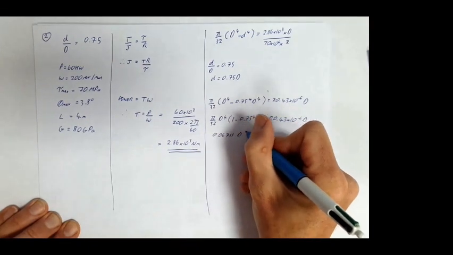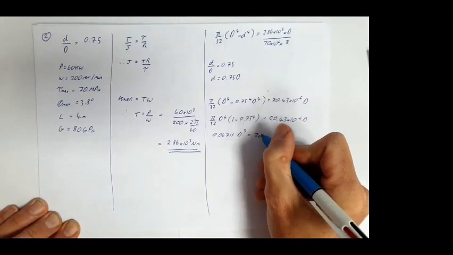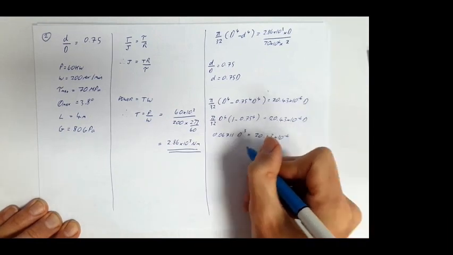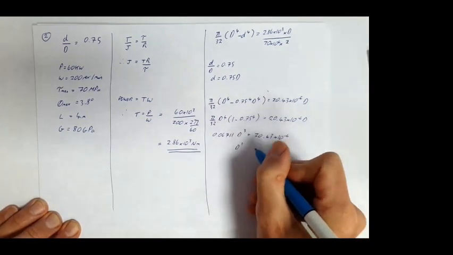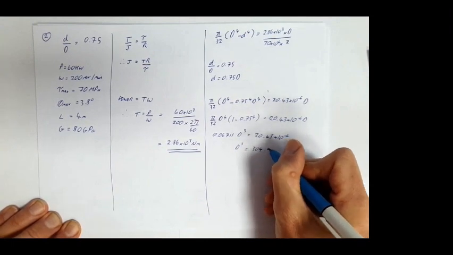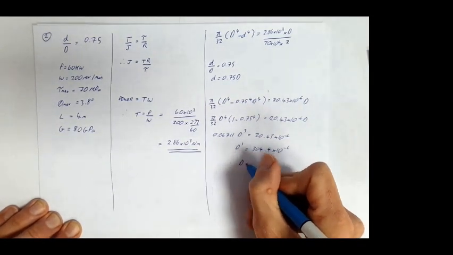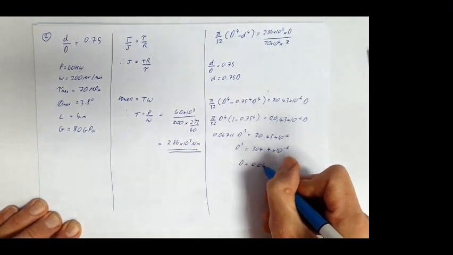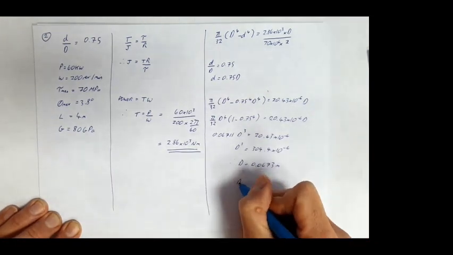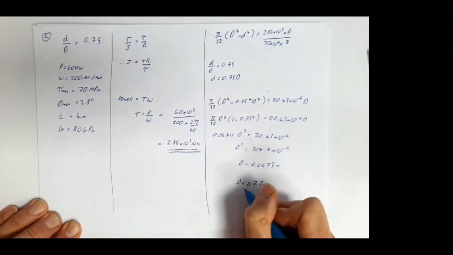0.06711 d to the 3 equals 0.43 times 10 to the minus 6 D cubed, we'll divide through by that. It's going to be 304.4 times 10 to the minus 6. Therefore, D equals 0.0673 meters in SI units, or 67.3 millimeters. So that's our first condition.